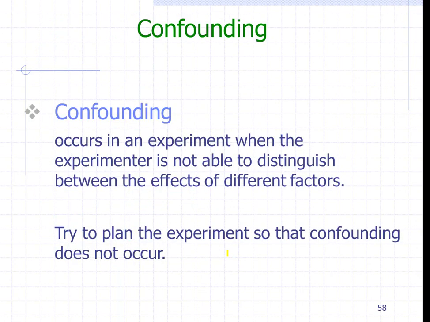Now, confounding occurs when the experimenter is not able to distinguish between the effect of different factors. Okay, so let's say I'm going to do a study, and I think that maybe shoe size is tied to reading skill. I give students in elementary school, let's just call that first grade to sixth grade, a reading test, and I'm also going to measure their foot length. Well, I do some fancy math and I find that their foot length is very associated with their reading skills. So people with big feet read better.